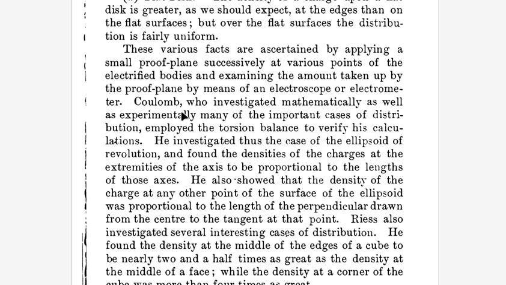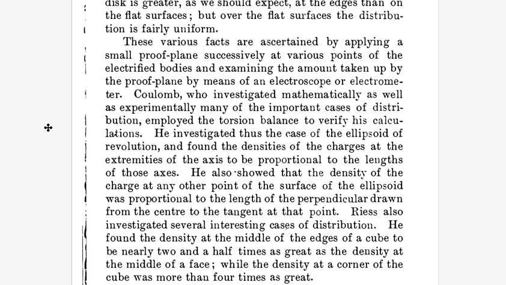Coulomb, who investigated mathematically as well as experimentally many of the important cases of distribution, employed the torsion balance to verify his calculations. He investigated thus the case of the ellipsoid of revolution, and found the densities of the charges at the extremities of the axis to be proportional to the lengths of those axes. He also showed that the density of the charge at any other point of the surface of the ellipsoid was proportional to the length of the perpendicular drawn from the center to the tangent at that point.